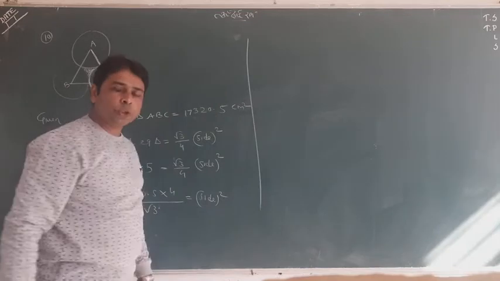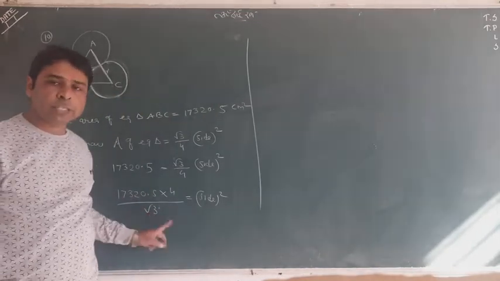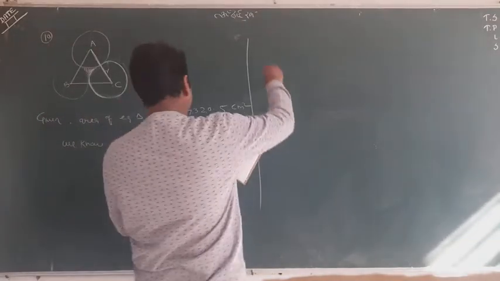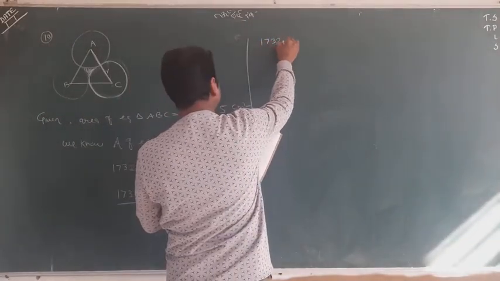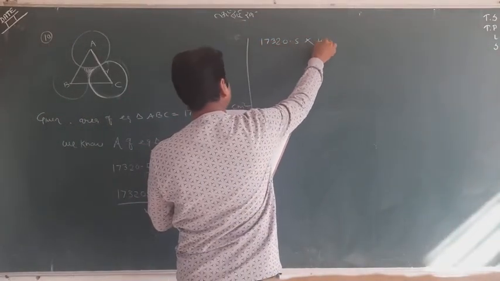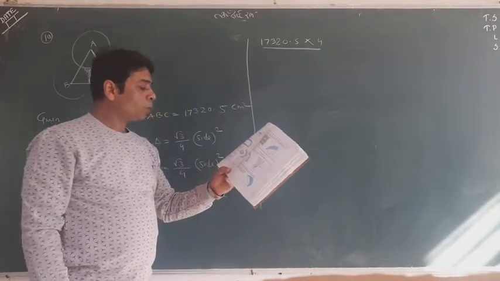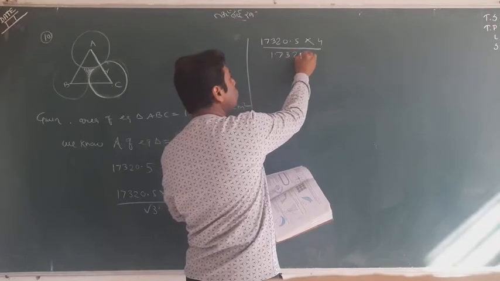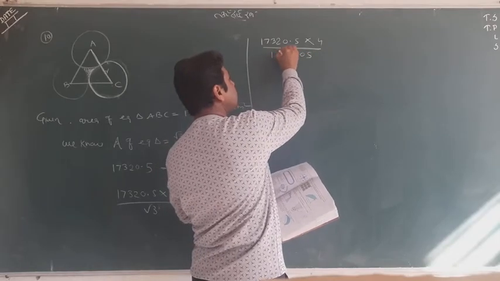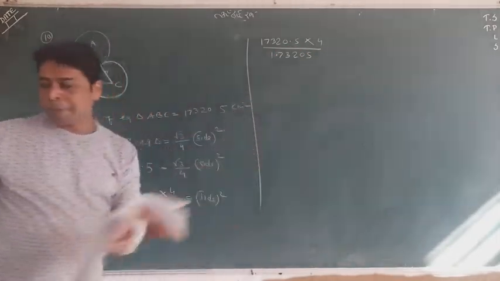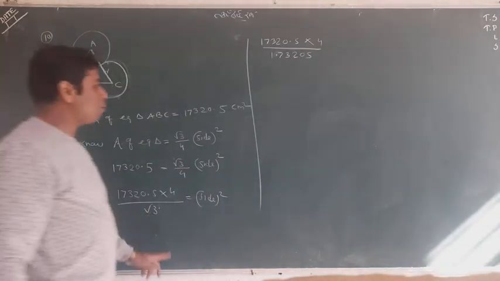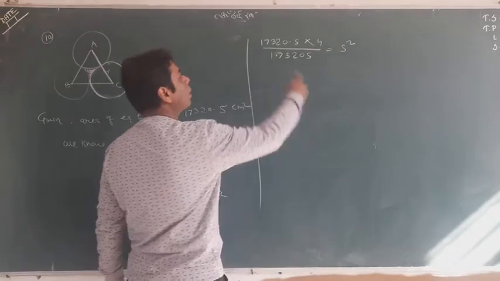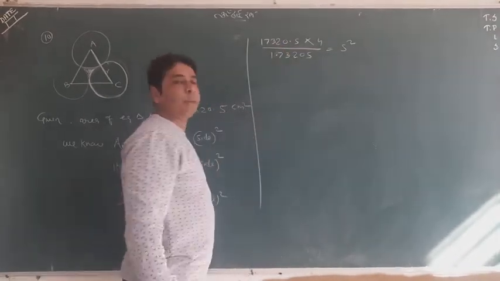In this particular question, the value of root 3 is given in the book. Can you see, 17320.5 into 4 upon, the root 3 value is given, 1.73205. This is the particular value given in the book. So I have put the value of root 3, equal to side square. Now can you balance them? I will tell you how we can balance.